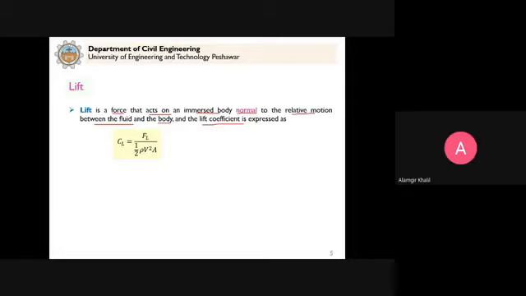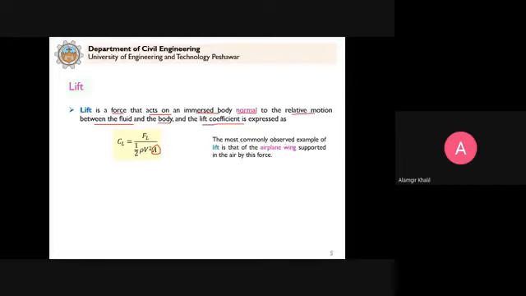So this we already discussed, the lift coefficient represents the dimensionless form of the lift force. You can see here this is a ratio of two similar quantities, so no units. F_L divided by half rho V squared A, and A is the characteristic area that we are defining. It is the projected area in a plane perpendicular to the force vector. Clear? And rho is the mass density, V is the velocity. So this lift force acts on an immersed body perpendicular to the relative motion between the fluid and the body.